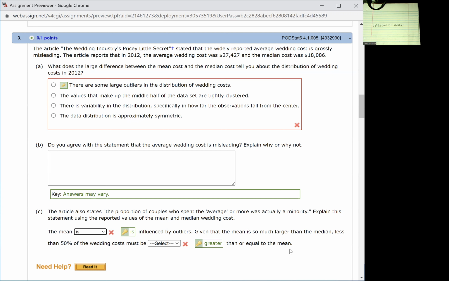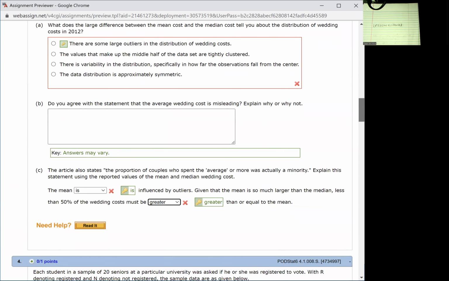I don't know where he got the 50%. I can understand greater than, because we're talking about the mean being much larger than the median. We know that it is positively skewed, or right skewed. So I can see what he's referring to, but at the 50%, I don't know where he came up with that. So anyway, that's the answer.